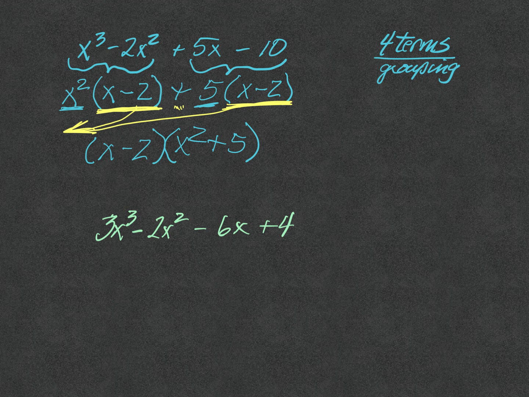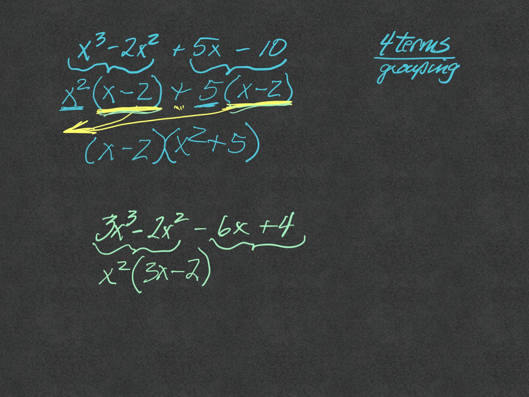Okay? Key thing, you're seeing 4 terms. Second key thing is you're trying to make a common group. All right, so let's try this next one. Again, we have a 3x cubed minus a 2x squared minus 6x plus 4. We get the exponents in descending order. And then we look for what's common in small portions of them. And what we see is x squared is in common here. So we get a 3x minus 2 there.